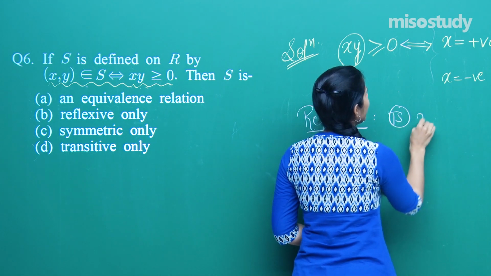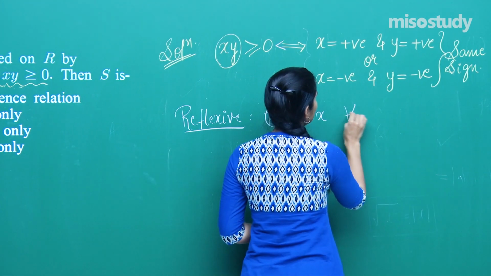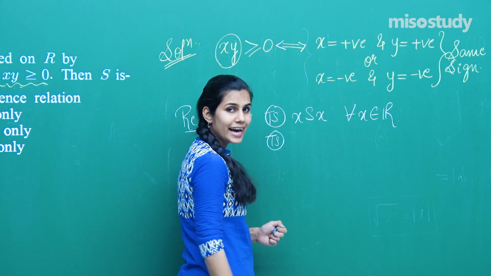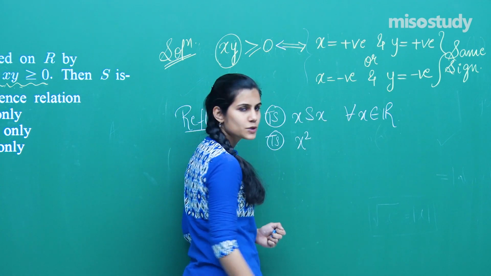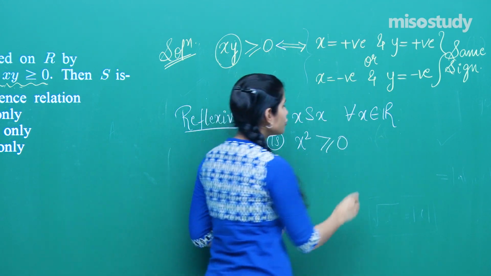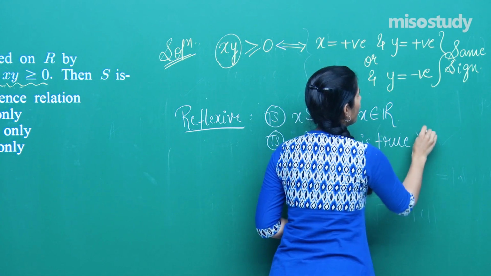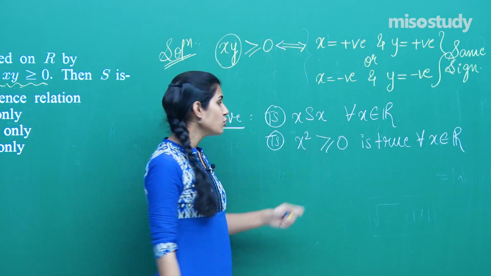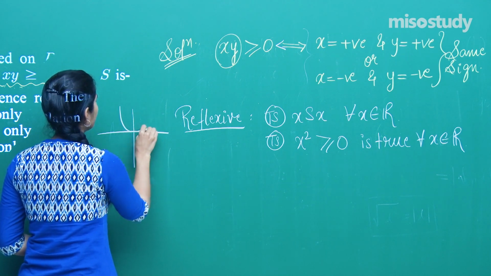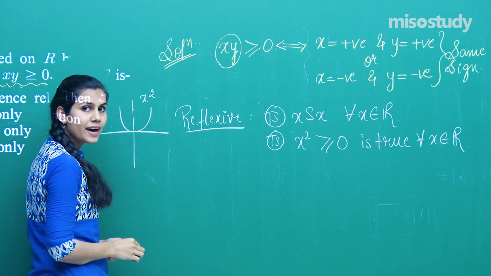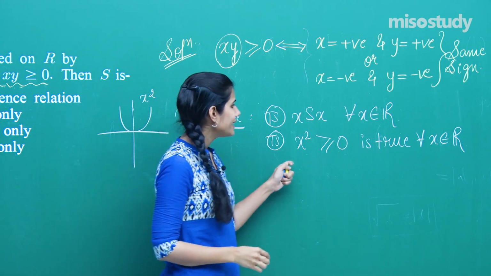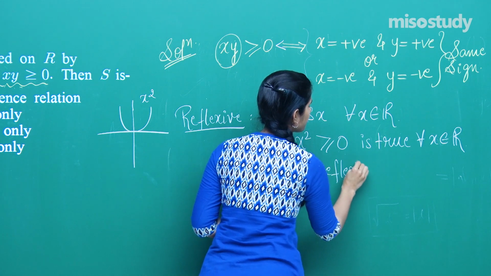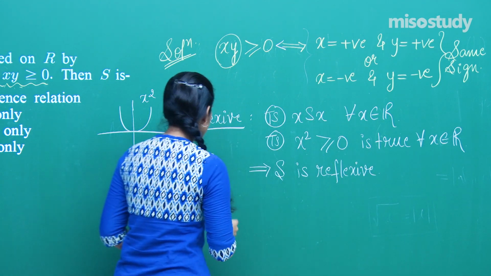Firstly, I have to show x is related to x for every real number x. That means I have to show that x into x, which is x square, is non-negative. This is true for all x in R. I know that x square is definitely non-negative. We also know the graph of x square, it only obtains non-negative values in its output, and that is why this is true, which implies relation S is reflexive.